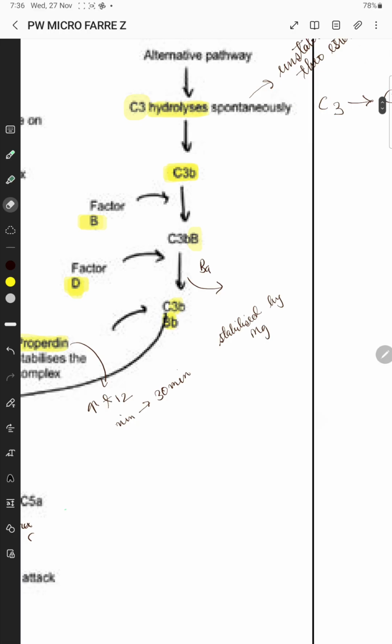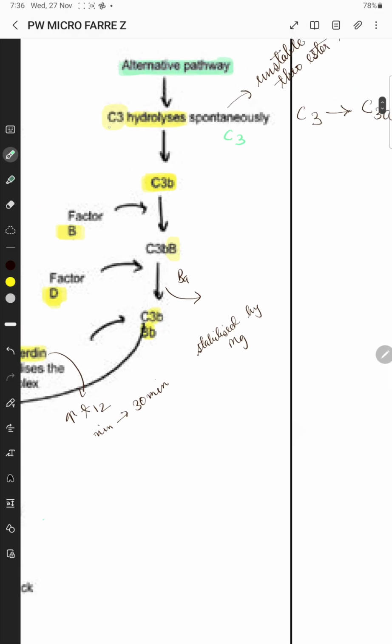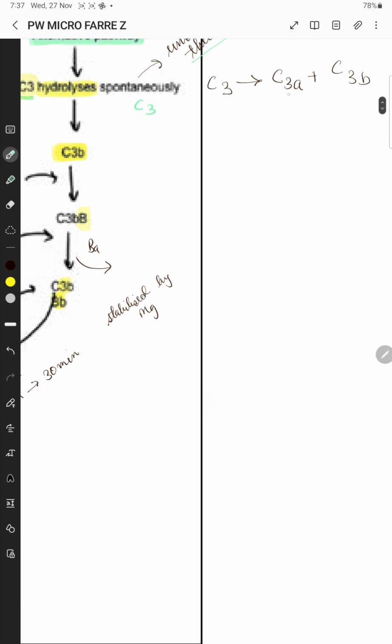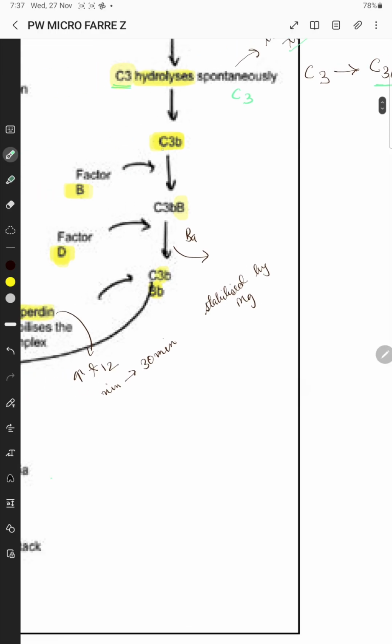The second pathway is the alternative pathway. The alternative pathway is started by the spontaneous hydrolysis of C3. C3 is highly unstable because it has a thioester bond. So when it is triggered, it will undergo spontaneous hydrolysis. It will be broken into C3A and C3B. C3A will move away; this C3B will be there.